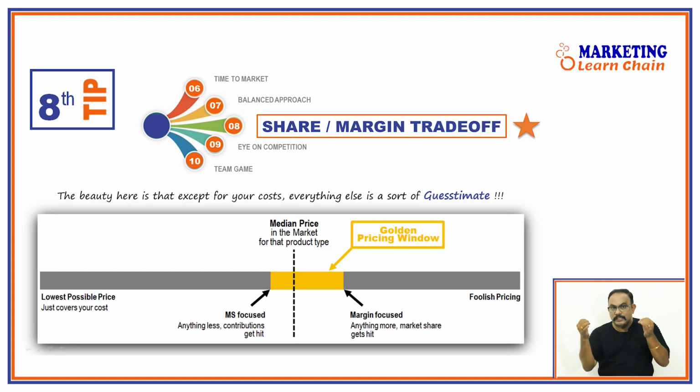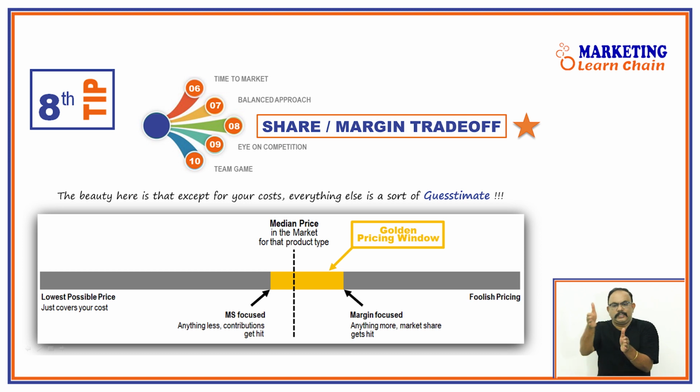Tip number 8. As a team, you should be completely and constantly focused on the share margin trade-off. Whenever you're pricing a product or repricing a product, remember that there is only a small golden window for you to move. It applies in real markets as well as the Markstrat market. Let us take pricing as a total range. Your minimalistic pricing would be just your cost coverage point. If you price at your cost coverage point, which is what the Japanese call kamikaze pricing, you might get market share, but you completely kill your contribution. In fact, you'll end up getting negative contribution.